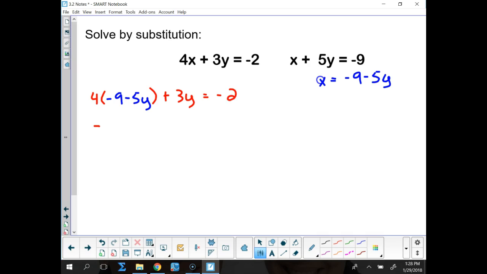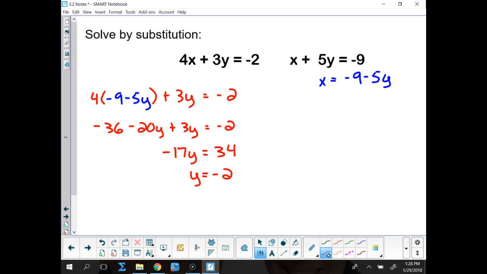So that's -36 minus 20y plus 3y equals -2. So that's -17y equals +34. So y is equal to -2.